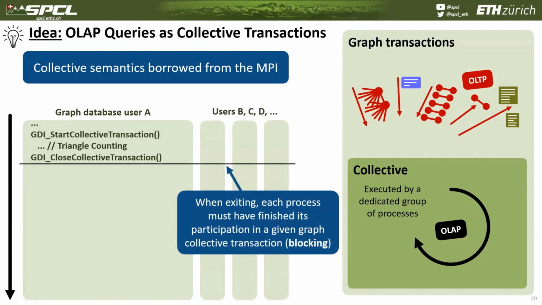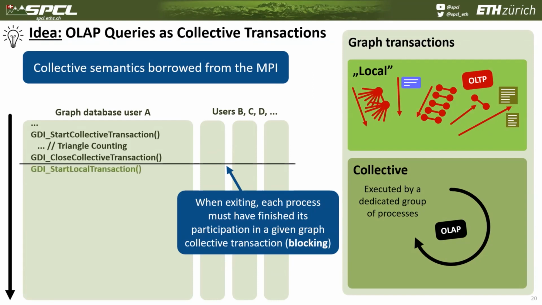Then, of course, we also have the OLTP queries, which we refer to as the local queries. These are queries that can be started by a single process. They may affect the memories or the state of other processes, but they are started by a single one, and they can be run completely independently of each other. So then user A can issue some local transaction with queries like updating a vertex property, or maybe inserting new vertices, or doing something else.